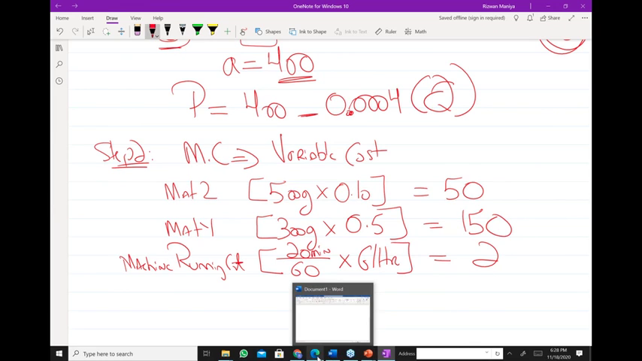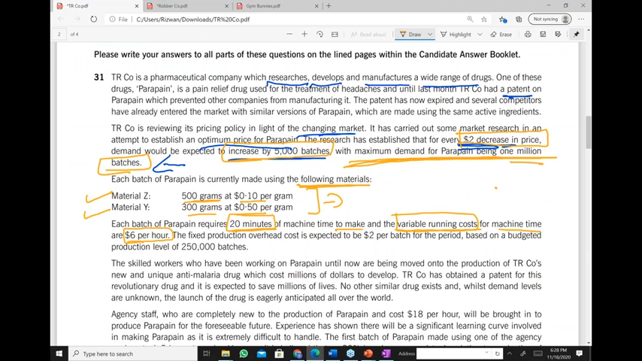Now, the fixed production overhead cost is expected to be 2 per batch based on a budgeted production level of 250,000. So should I take this cost as part of marginal cost? Come on, tell me yes or no. No, we should not. Okay. Let's move on.